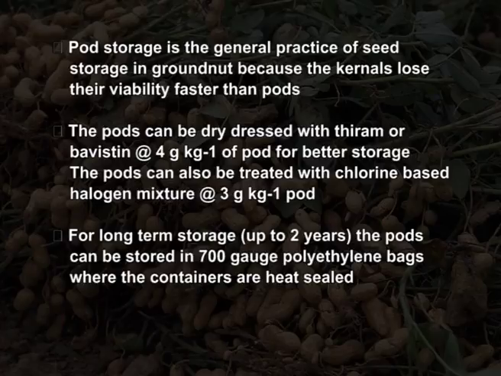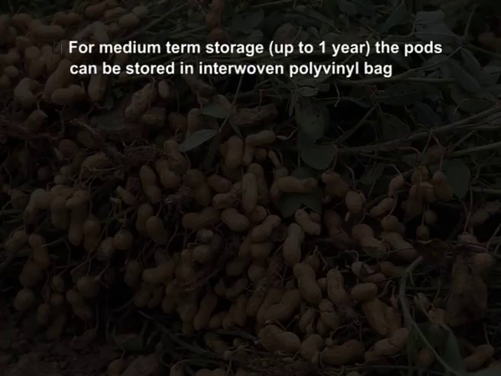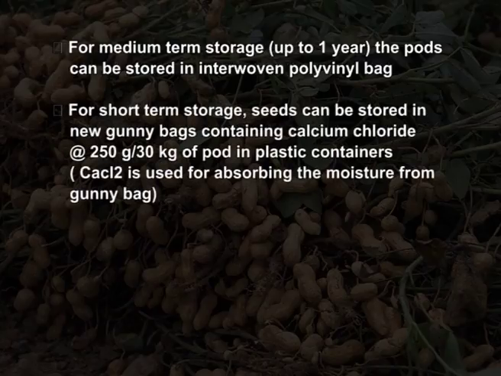For long-term storage up to 2 years, the pods can be stored in 700 gauge polyethylene bags where the containers are heat sealed. For medium-term storage up to 1 year, the pods can be stored in interwoven polyvinyl bags. For short-term storage, seeds can be stored in new gunny bags containing calcium chloride at the rate of 250 gram per 30 kg of pod in a plastic container. The calcium chloride is used for absorbing the moisture from the gunny bag.